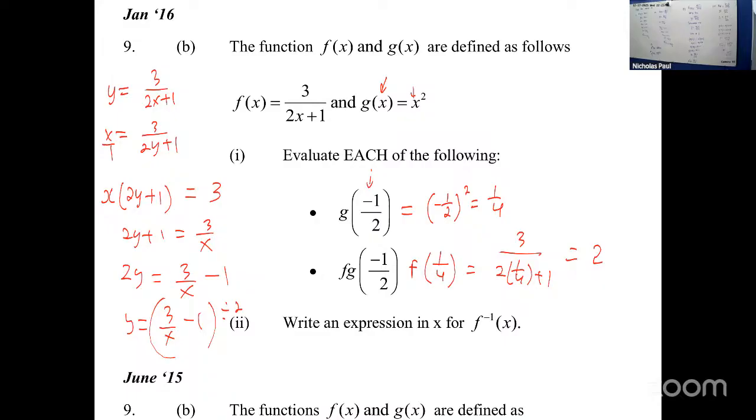That's one way. The next way you could have done it was to multiply it out. So you would have gotten 2yx plus x is equal to 3. So 2yx is 3 minus x, and you'll get y is 3 minus x over 2x. That looks a little bit nicer. 3 minus x over 2x. Anybody got that?